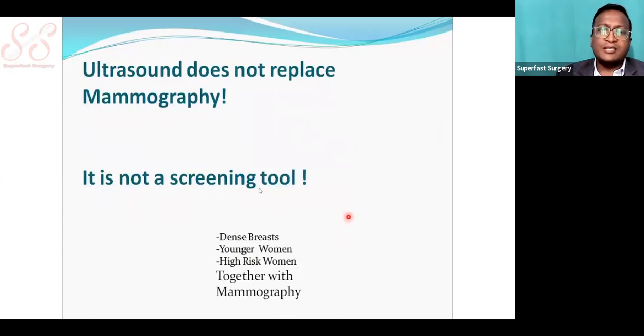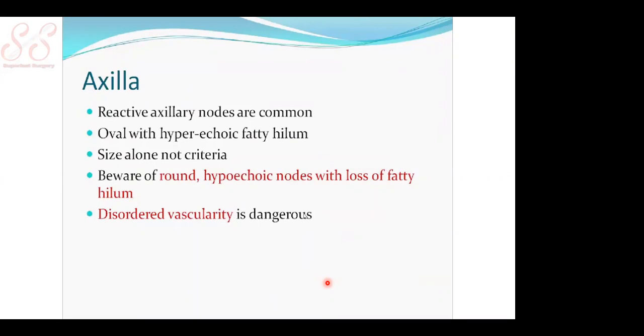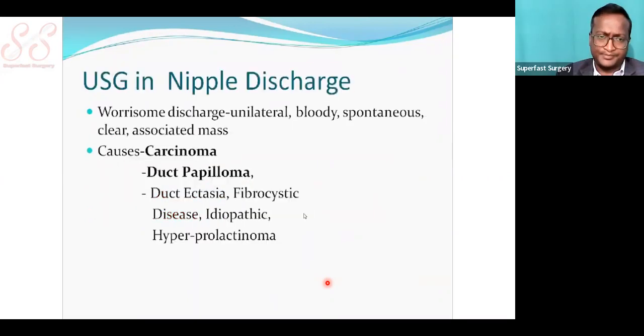So ultrasonography actually does not replace mammography, and it is also not a screening tool, but it is recommended along with the mammography in case of dense breast, young breast, and high risk women. So in the axilla, it will help to know the malignant appearing nodes. So what are the characteristics of malignant nodes? They are round, they are hypoechoic, there is loss of fatty hilum, there is cortical thickening, the size is more than 1 centimeter, there is subcortical effacement, there is extracapsular spread. All those features can be seen in the node, and that will help us to characterize the axillary lymph nodes.